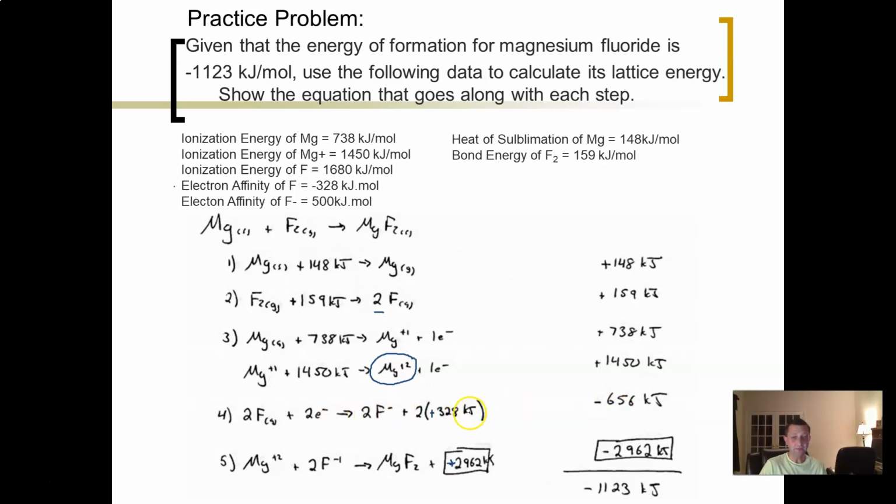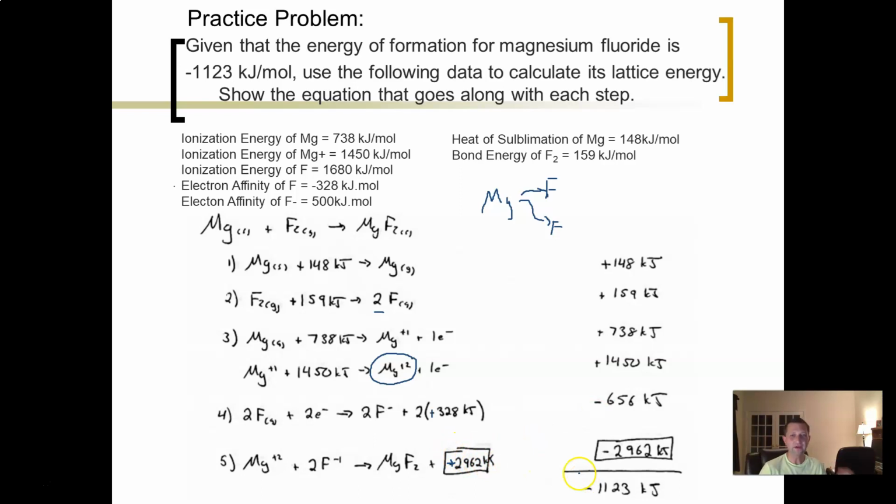You have to double your 328 because you have 2 fluorines you're doing this for. So if you want to draw the image like I had earlier, you can do that as well. I won't do the whole thing here. You would Mg and then 2 fluorines, right? So electrons had to go here and here. All right, so you have 1 affinity for this fluorine, 1 for this one. So you get negative 656 kilojoules.